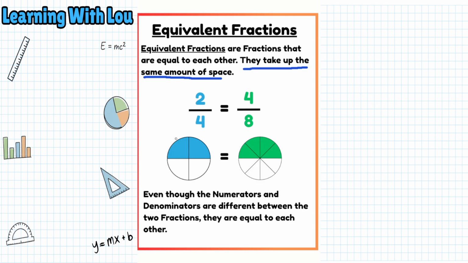And if you want to just see how this works, all we're really doing is we're taking the same amount of pieces here, and we're just cutting them up into smaller pieces. So instead of having 2/4, if you just cut these up, you can now have 1, 2, 3, 4 out of 8 total parts. That's how we get this 4/8 equal to 2/4.